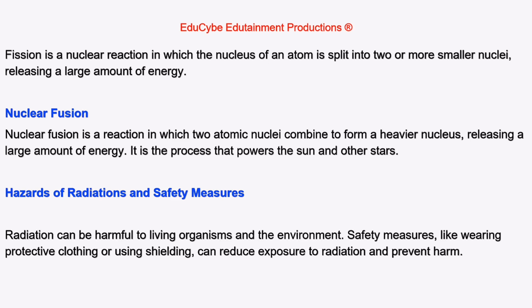Hazards of radiations and safety measures. Radiation can be harmful to living organisms and the environment. Safety measures, like wearing protective clothing or using shielding, can reduce exposure to radiation and prevent harm.